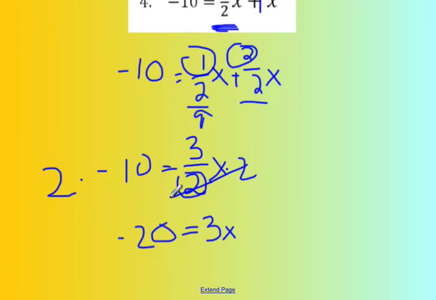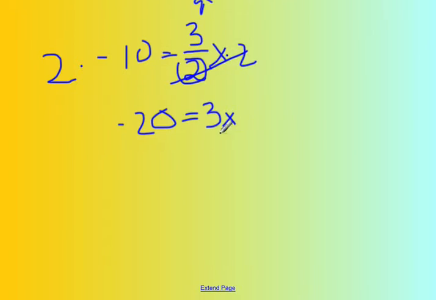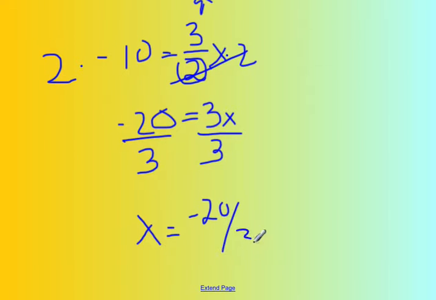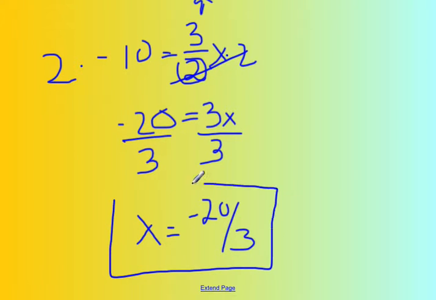Those 2's are going to cancel each other out. The last thing I need to do is divide both sides by 3, and then I get that x is equal to negative 20/3. And you can leave that as a fraction. If you want to write out the decimal, that's fine, but you do need to make sure that you are rounding correctly. So let's take a look and let's talk a little bit about proportions.